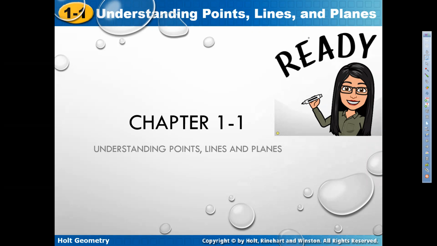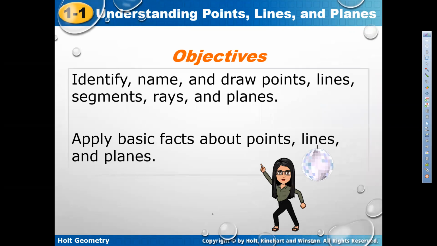Today we're officially starting with our first chapter of geometry, chapter 1-1, and we are covering understanding points, lines, and planes. The objective for today is for us to identify, name, and draw points, lines, segments, rays, and planes, as well as apply basic facts about points, lines, and planes.